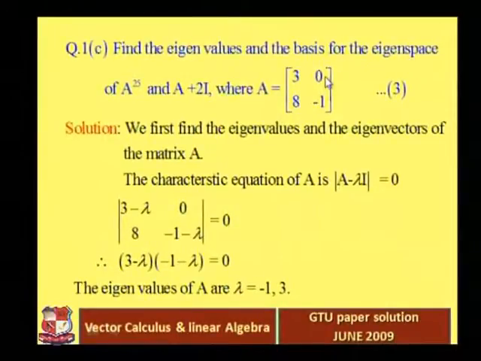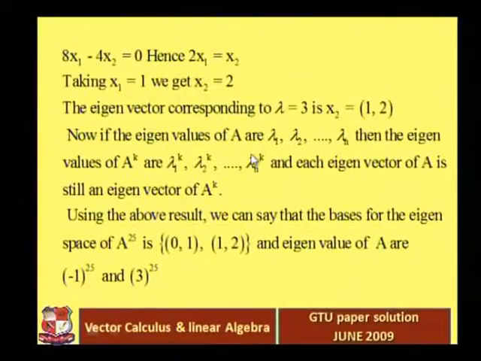And basically we want to find the eigenvector and eigenvalue for the matrix A raised to 25 and A plus 2I. So that's why we use this theorem. Just try to understand the statement of this theorem. See, if the eigenvalues of A are lambda 1, lambda 2 up to lambda n, then the eigenvalues of A raised to k are lambda 1 raised to k, lambda 2 raised to k up to lambda n raised to k, right? And each eigenvector of A is still an eigenvector of A raised to k.